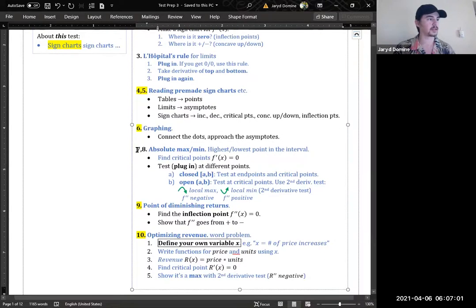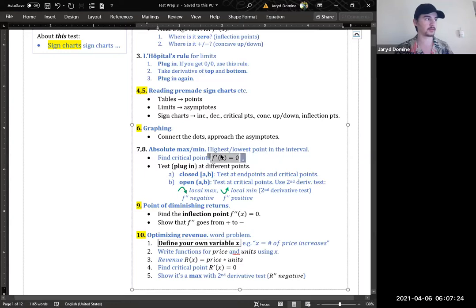Okay, 7 and 8, these are absolute max and min. So what I mentioned before, that's local, right? So you have the top of a hump or like the bottom of a valley. Absolute, this means the biggest thing, period, like in the entire region, like the highest value and the lowest value in the entire interval. That's what we're looking for.